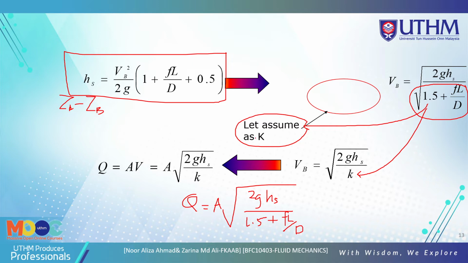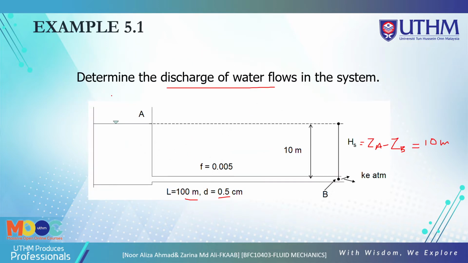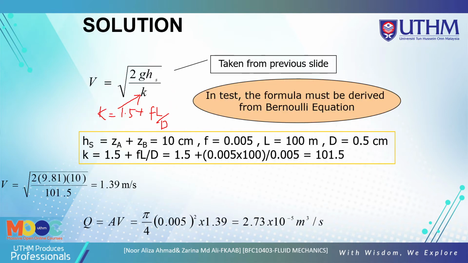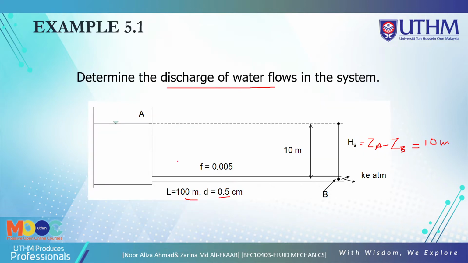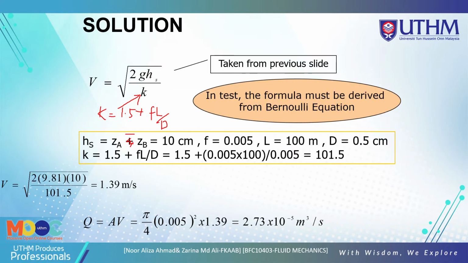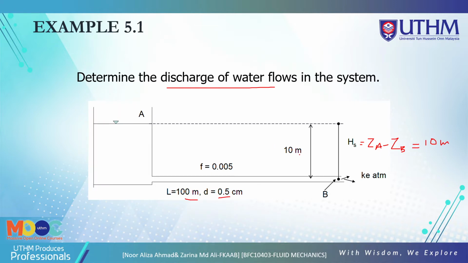But since we already derived it in the previous slide, that's why in this example we just use that formula. So HS is ZA minus ZB, not plus, minus here. Because B is at the datum 0, the height of ZA is 10, minus 0, so we get 10. So this is minus. Just correct it: ZA minus ZB is 10 meter, not 10 cm.